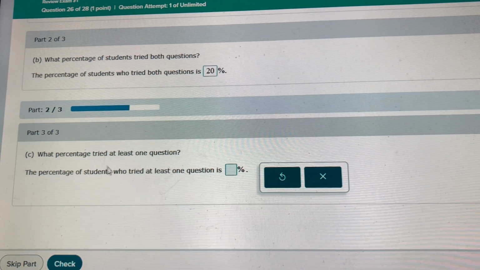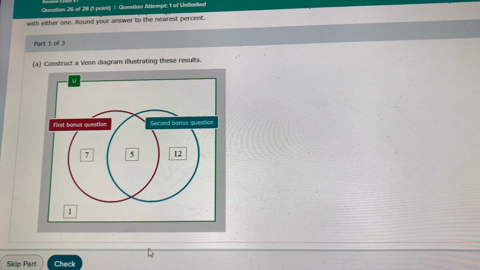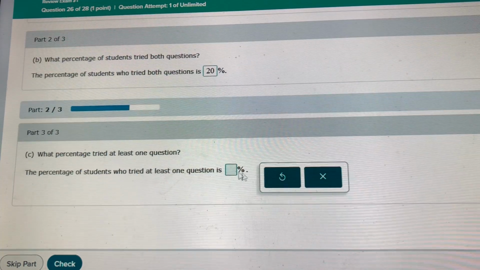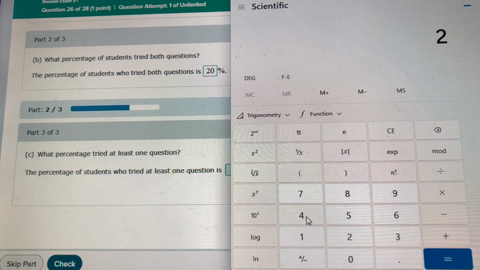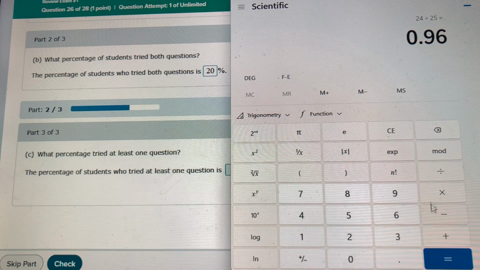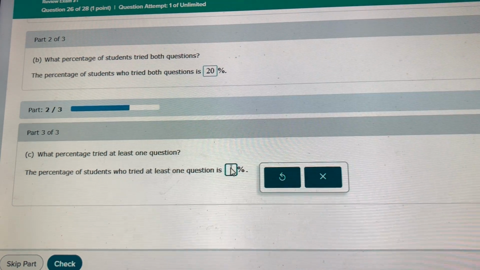What percent tried at least one? At least one means 1 or higher, so it would be the 7, the 5, and the 12 all added together, which is 24. So 24 out of 25 tried at least one. There's only one person who didn't. And then times 100, 96%.